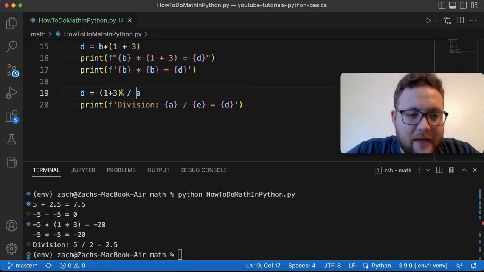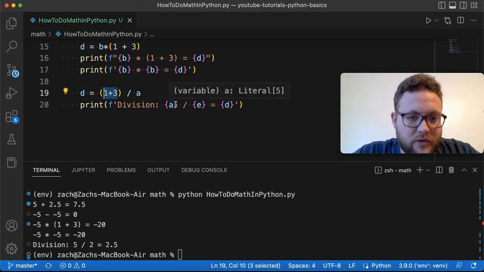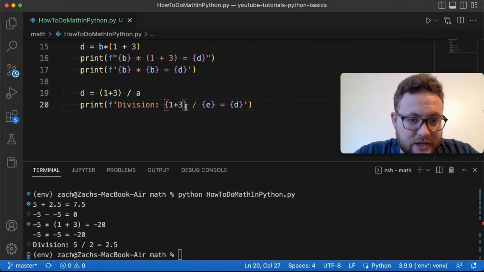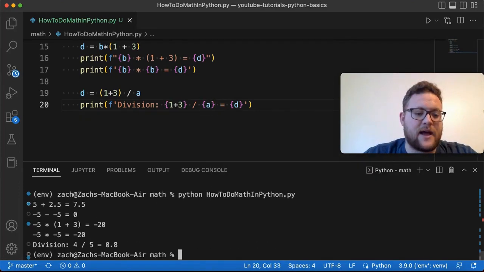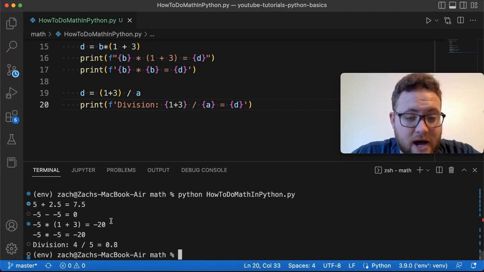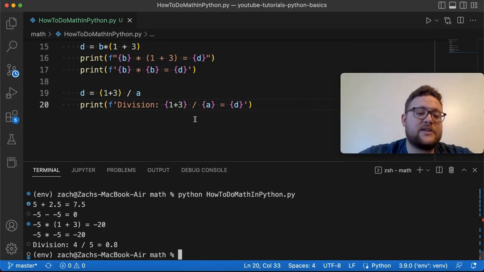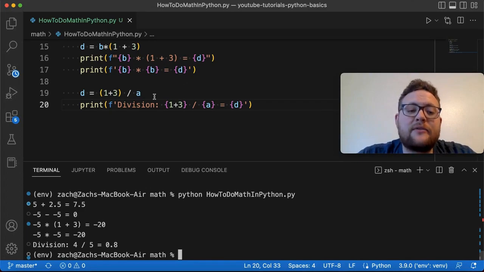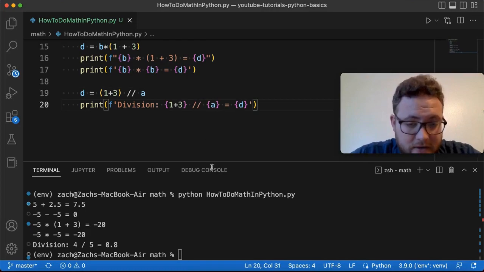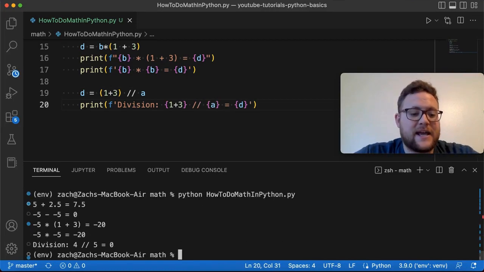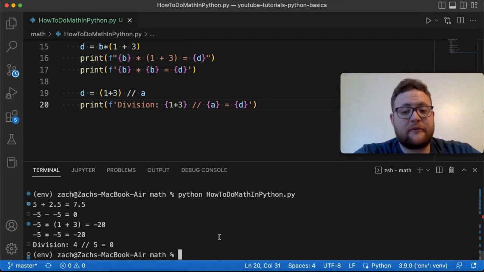If I ran this, you'll see that we get 1 plus 3 divided by a is going to be equal to d. And if we run that, that's 4 divided by 5, which is 0.8. But there is one thing that I should note. It's called floor division in math. In Python, you can also do 2 double slashes, and if you run this, what ends up happening is it takes the floor of whatever value you get.